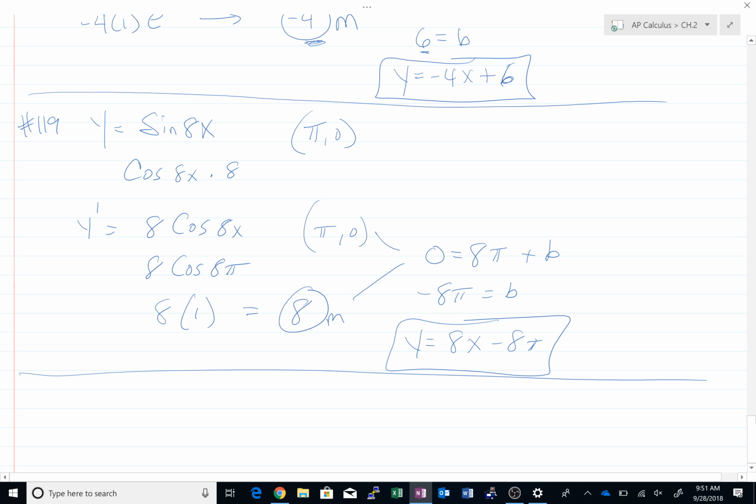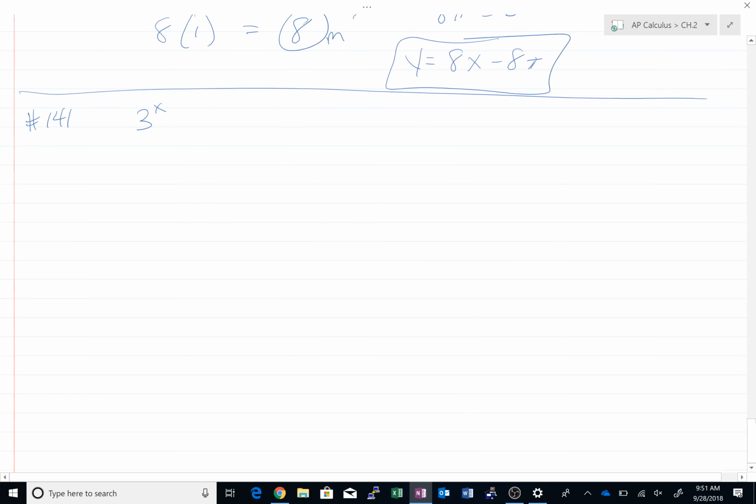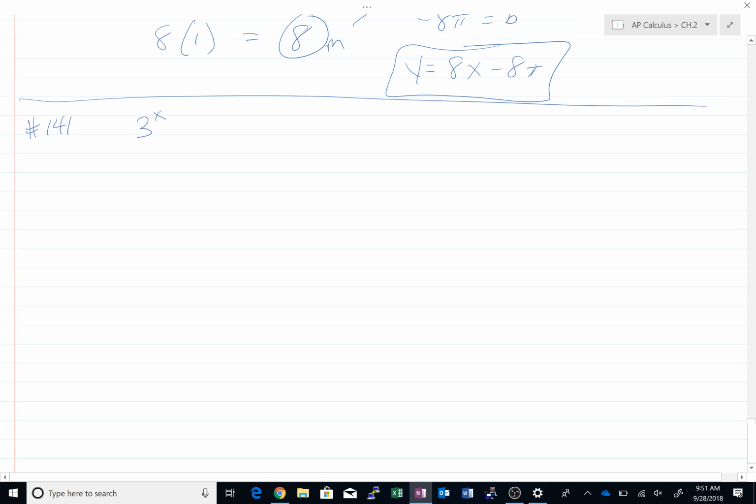Okay. Let's do some of these guys. This is number 141. This involves the a to the x rule. Okay, so let's take a simple one like 3 to the x. What's the a to the x rule? Or in fact, what's our a to the u rule? Natural log of a times a to the u times u prime. Very good. All right, so the a is my 3, my u is the x.